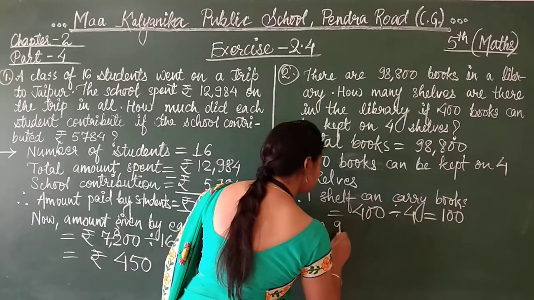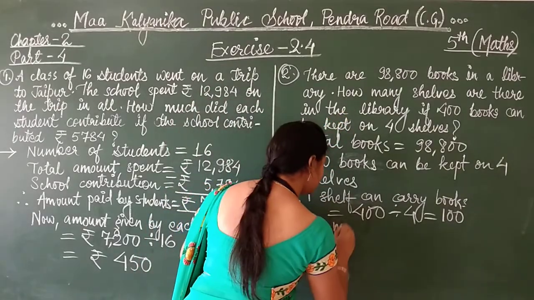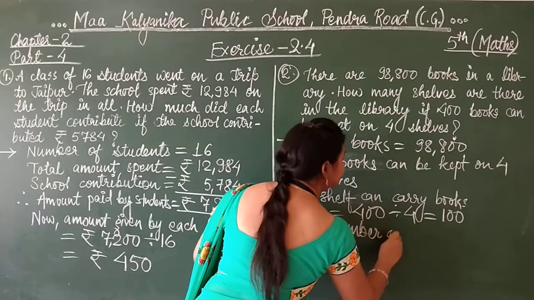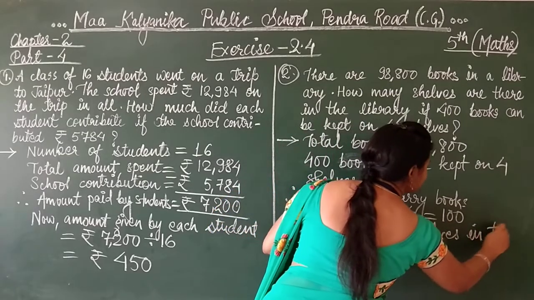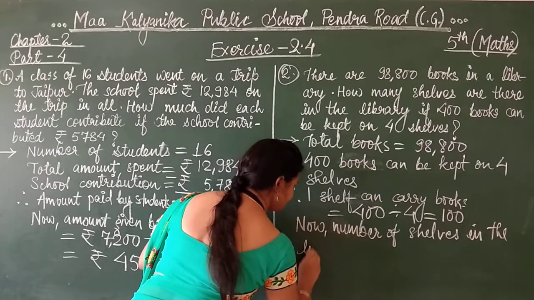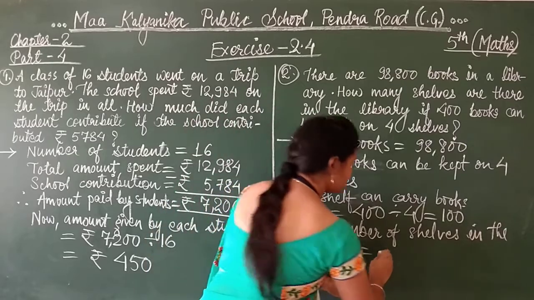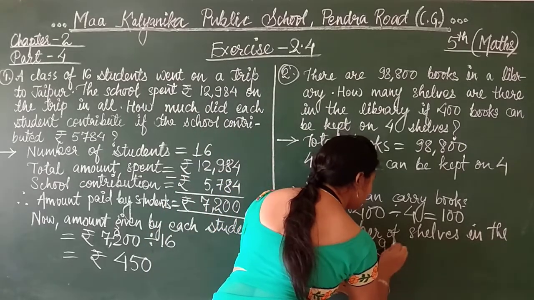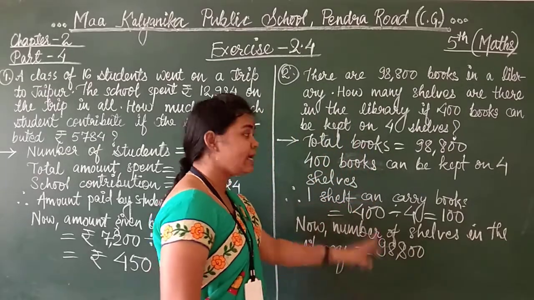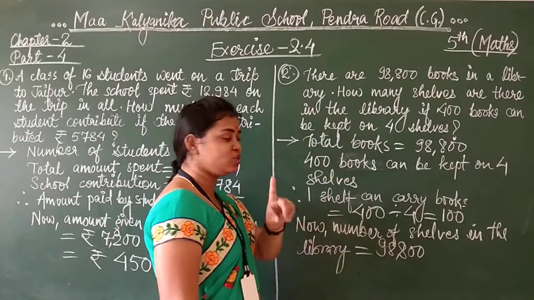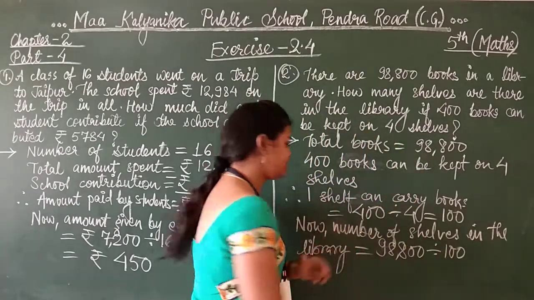98,800. So you can write number of shelves. Now number of shelves in the library. How to find number of shelves in the library? So total number of books is 98,800, and 100 can be kept in one shelf. So divided by 100, so we can get the answer how many shelves are there.